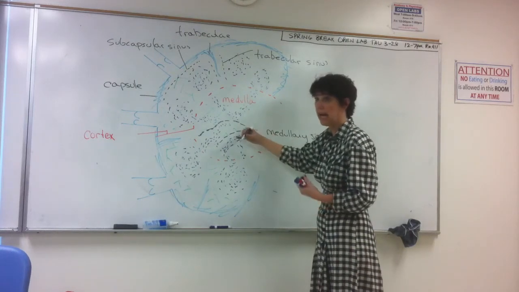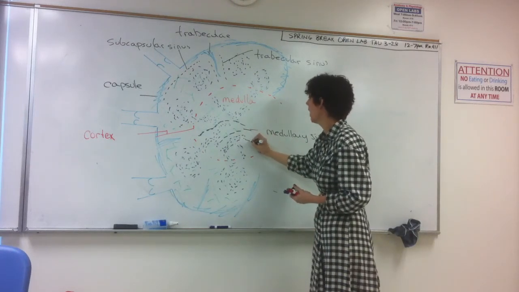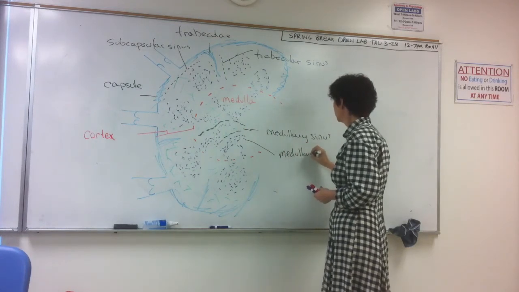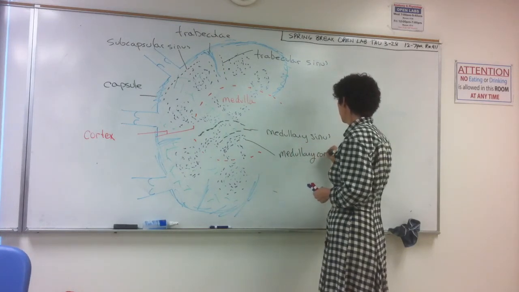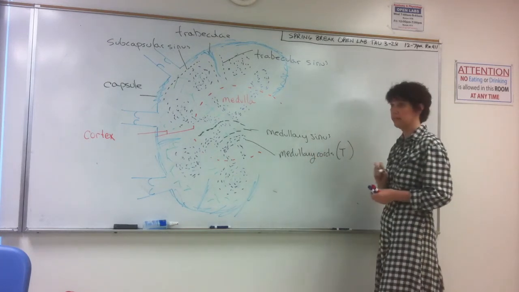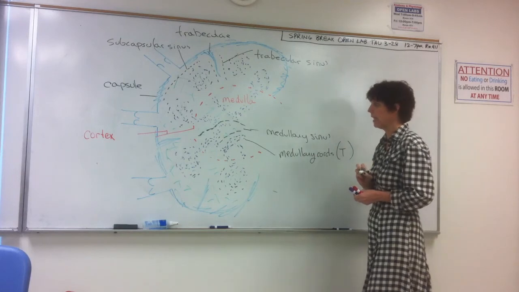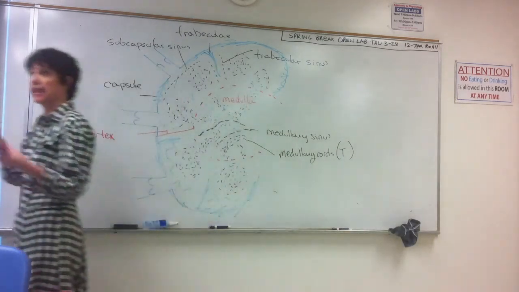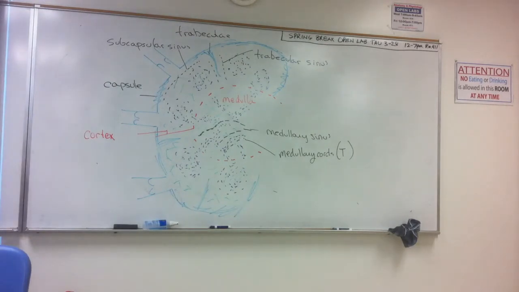The highly dense columns of lymphocytes are known as medullary cords, and those are primarily T lymphocytes. Okay. So again, the outer periphery would be T, the inner center would be B, in the follicle, and the medullary cords are T.